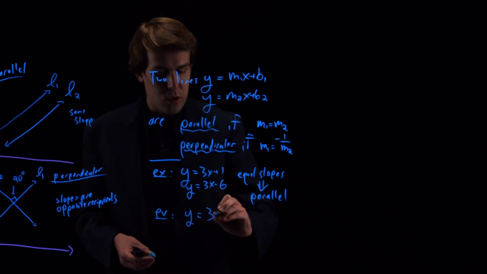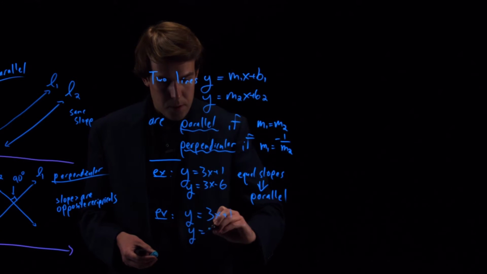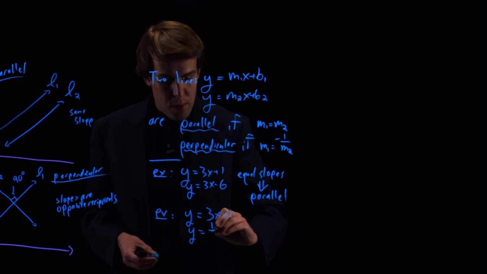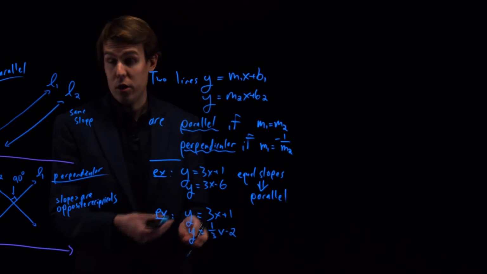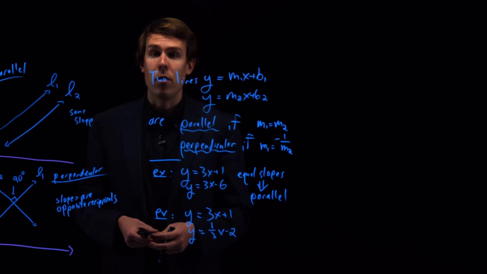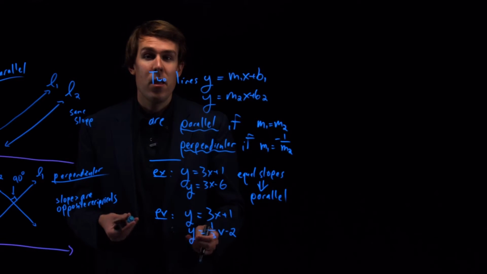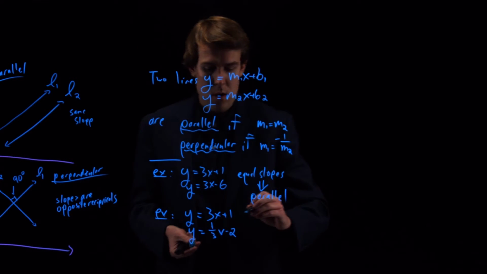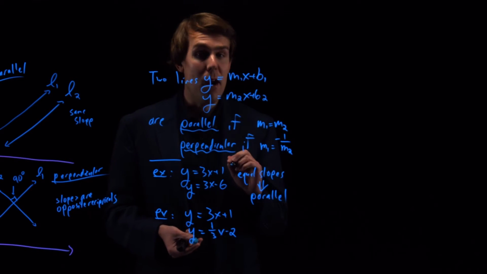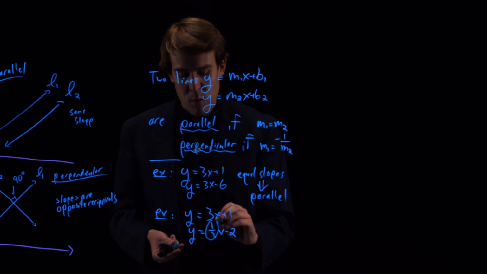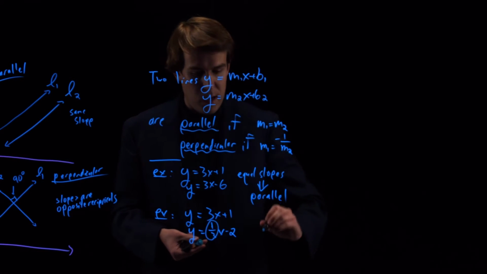Let's look at y equals 3x plus 1 and y equals 1/3 x minus 2. And we ask again, are the slopes equal or perhaps opposite reciprocal? In this case, it looks like they might be opposite reciprocal, but they're not. They're just regular reciprocal. 3 has reciprocal 1/3. For them to be perpendicular, this would need to be negative 1/3. So in this case, they're not parallel or perpendicular.